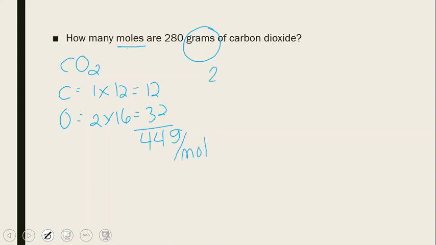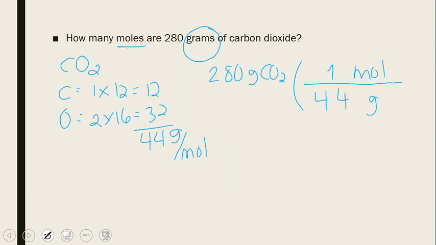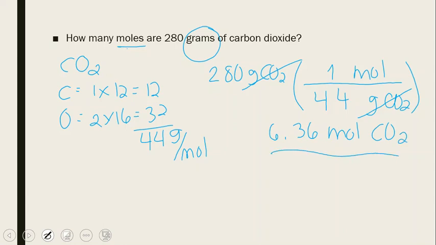Write the data. 280 grams of carbon dioxide. I don't want grams, I want moles. 1 mole per 44 grams of carbon dioxide, grams are cancelled, and divide, and the result is 6.36 moles of carbon dioxide.